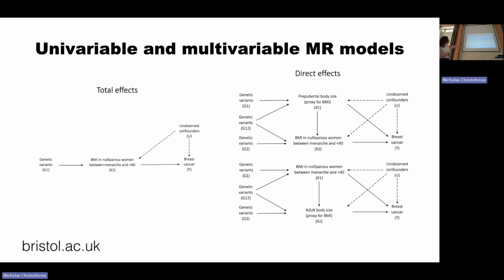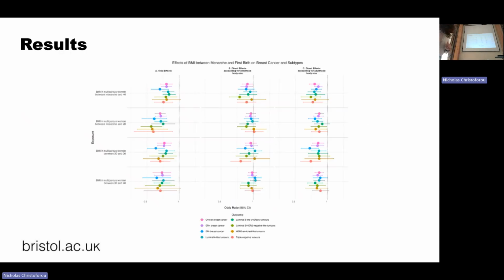And then the direct effects are what we called the effects that we derive through the multivariable MR. And so we're able to just get the effect of BMI between menarche and 40, or menarche and 20, 20 to 30, accounting for childhood body size and accounting for later life adult body size. So these are the results.